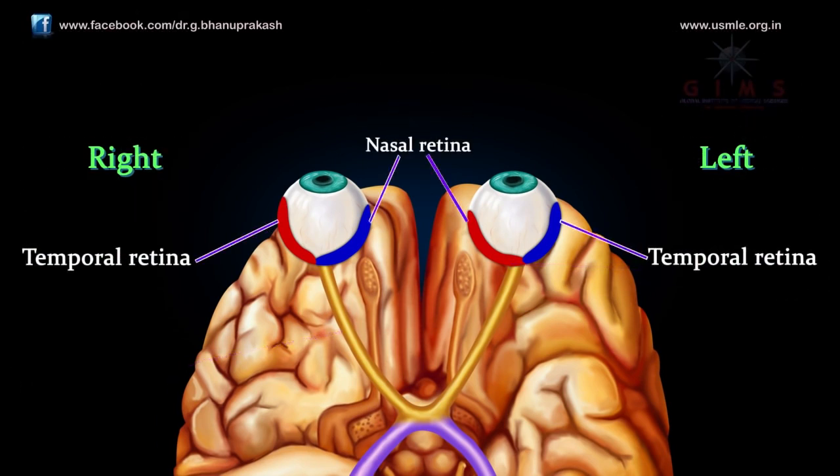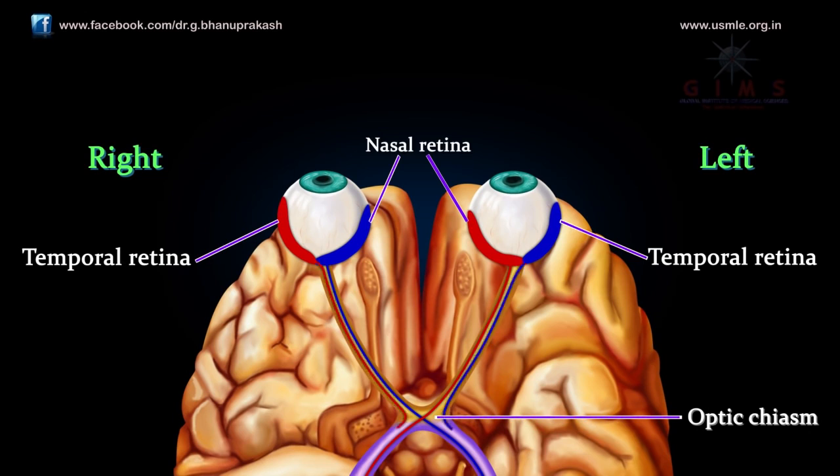The optic nerves cross at the optic chiasm, which is located just anterior to the stalk of the pituitary gland. In humans, axons from the nasal retina cross over to the opposite side of the brain. Axons from the temporal retina project to their own side of the brain.